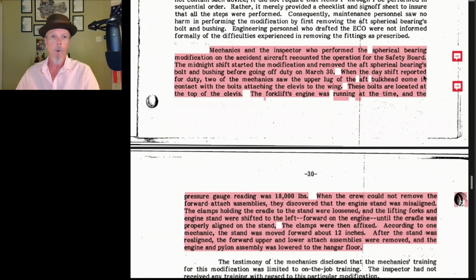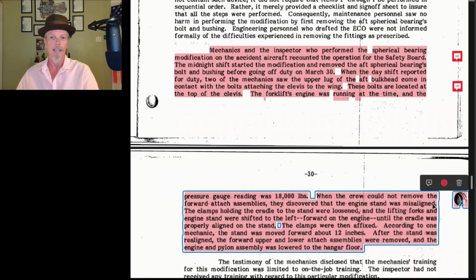When the day shift reported for duty, two of the mechanics saw the upper lug of the aft bulkhead come in contact with the bolts attaching the clevis to the wing. These bolts are located at the top of the clevis. The forklift's engine was running at the time, and the pressure gauge reading was 18,000 pounds. When the crew could not remove the forward attach assemblies, they discovered that the engine stand was misaligned. The clamps holding the cradle to the stand were loosened, and the lifting forks and engine stand were shifted to the left forward on the engine until the cradle was properly aligned on the stand.